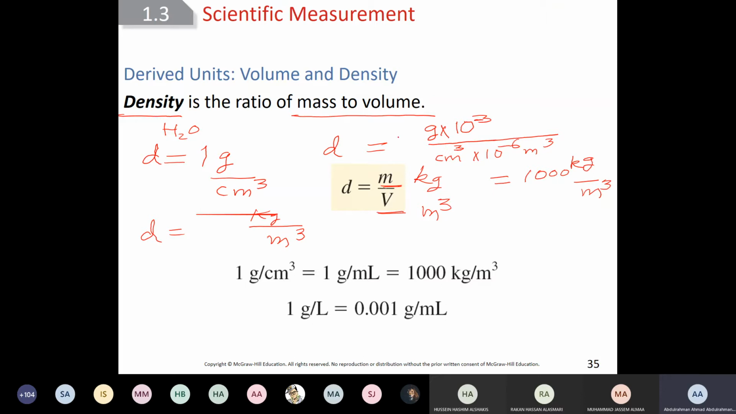So the density of water is 1 gram per centimeter cube. The density of water is 1,000 kilogram per meter cube. All right. And of course, what's the other unit that I can use instead of centimeter cube?